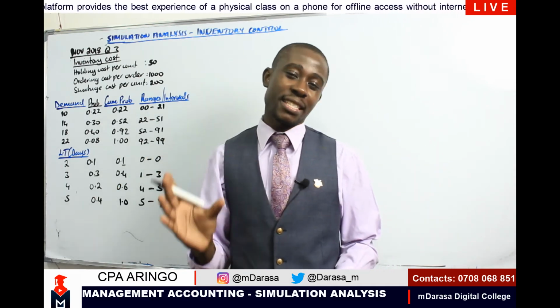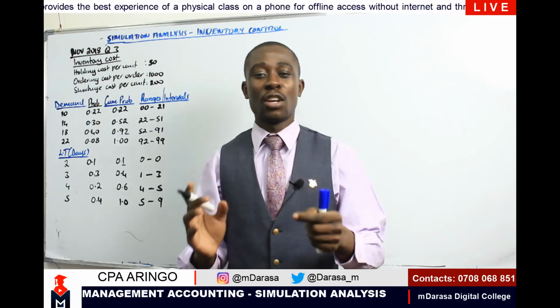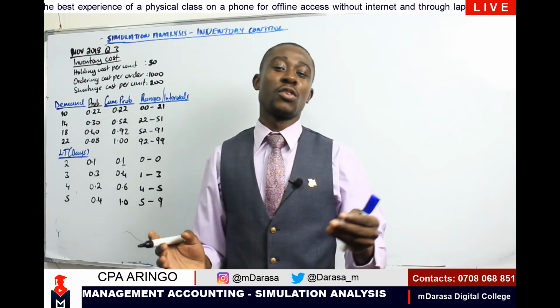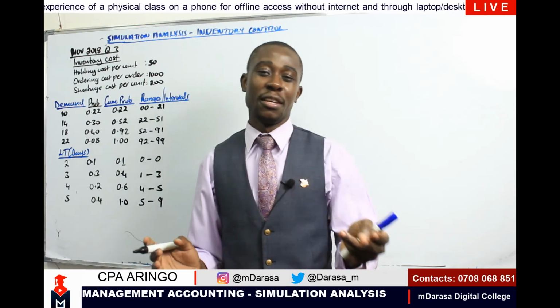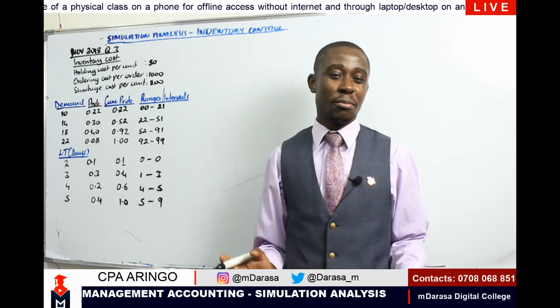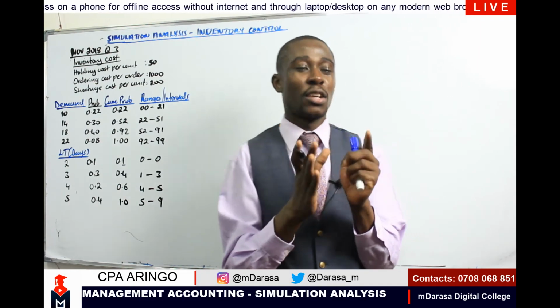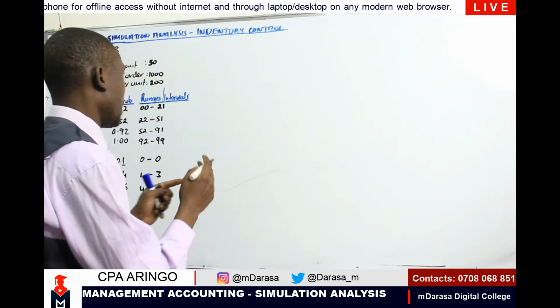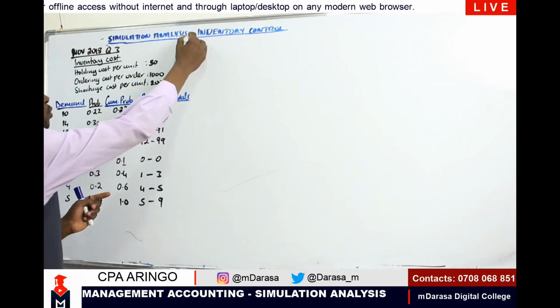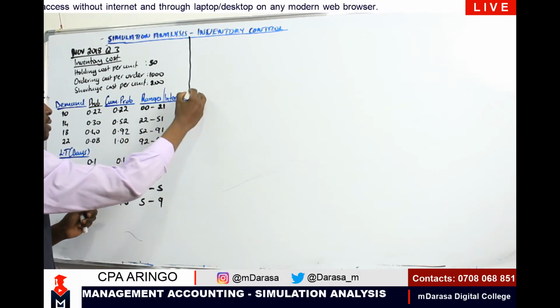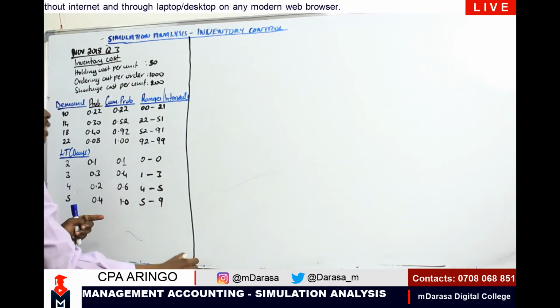Now the second step is to identify the random numbers, either through computers, or we are given them, or using random number tables. The beauty of this question is that we were given these random numbers. Then the last step, we have to prepare what is known as a simulation worksheet.